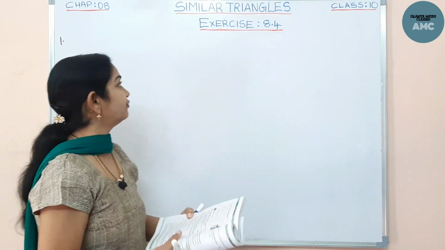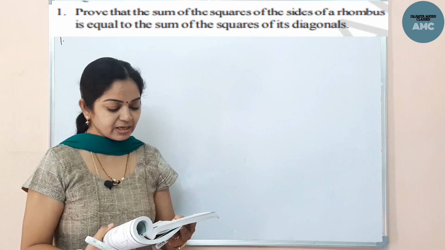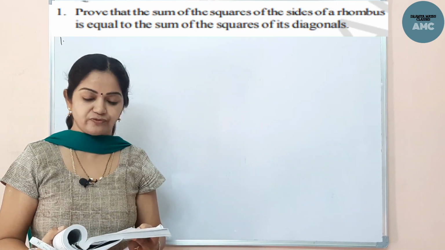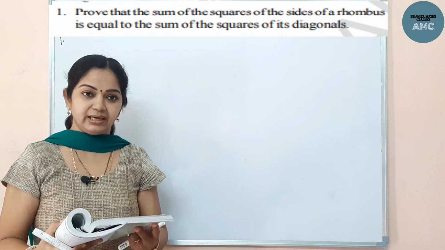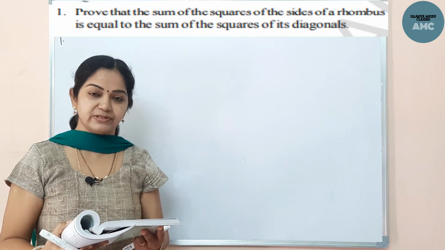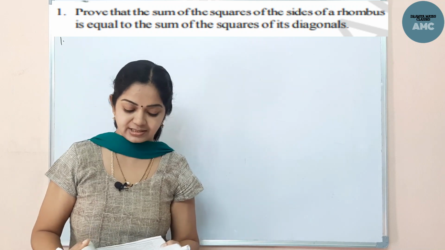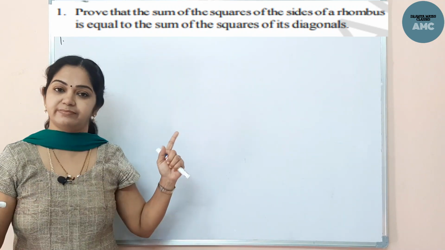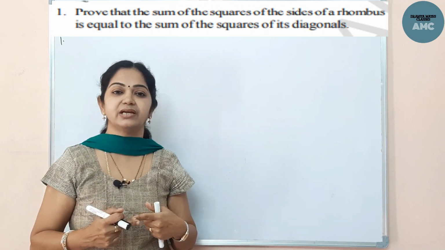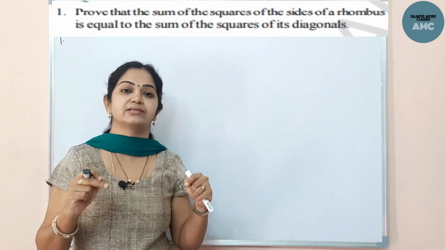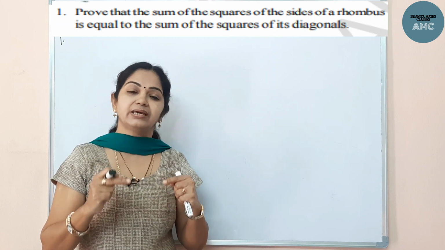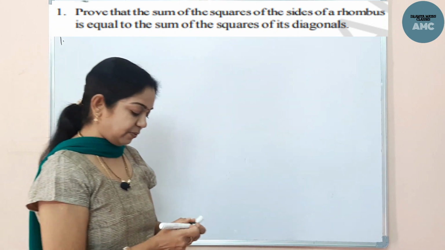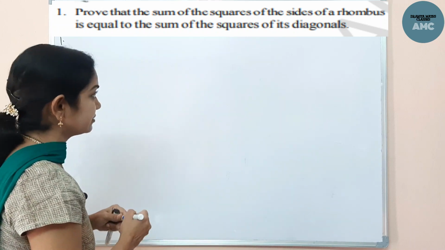Now, I'll read out the first problem. Prove that the sum of the squares of the sides of a rhombus is equal to the sum of the squares of its diagonals. No diagram is given, just the statement that we have to prove. Let us draw the diagram first.